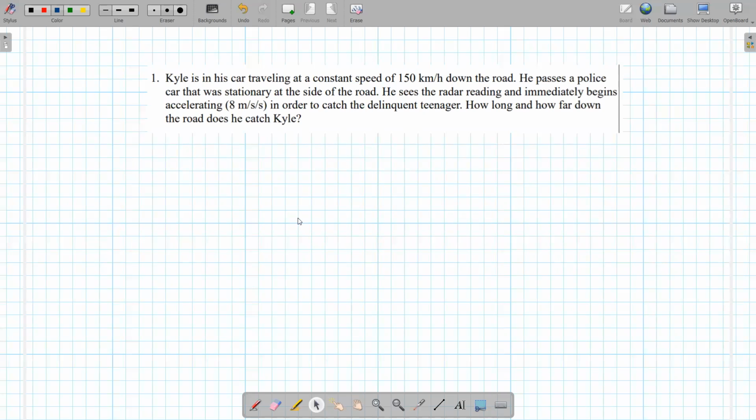So Kyle is a car traveling at a constant speed of 150 kilometers per hour down the road. Step 1, what we need to do is convert kilometers per hour into meters per second.